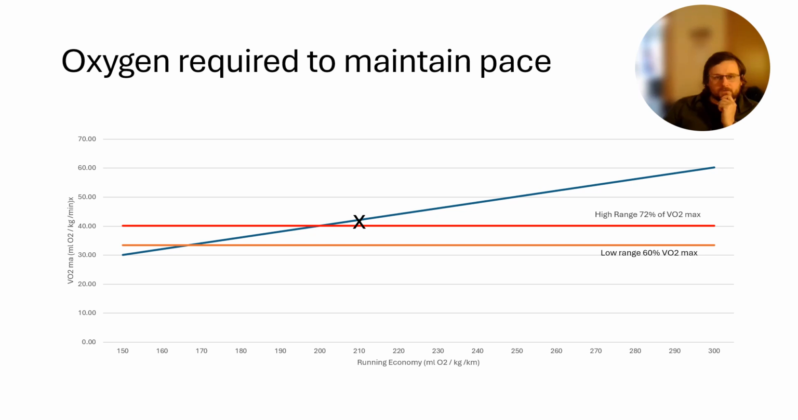So with that running economy of 210, this runner needs about 42 milliliters of oxygen to run 5 minutes per k, so to run that 3:30 marathon pace. So I'd say that marathon pace is probably a little bit ambitious. You'd probably be more likely to see them run slightly slower. Based on their current fitness, 3:40, 3:45 is probably more attainable.